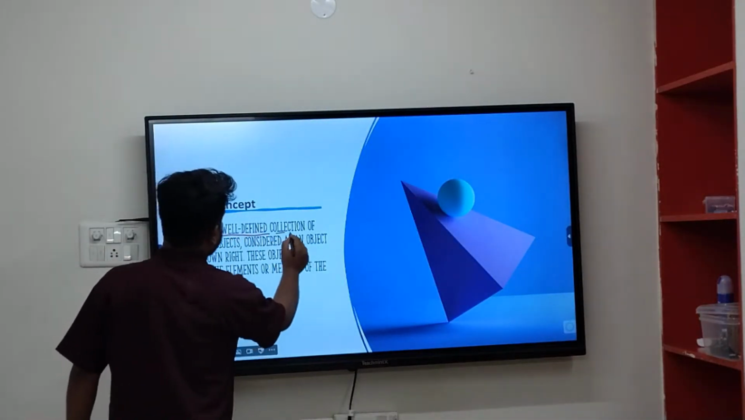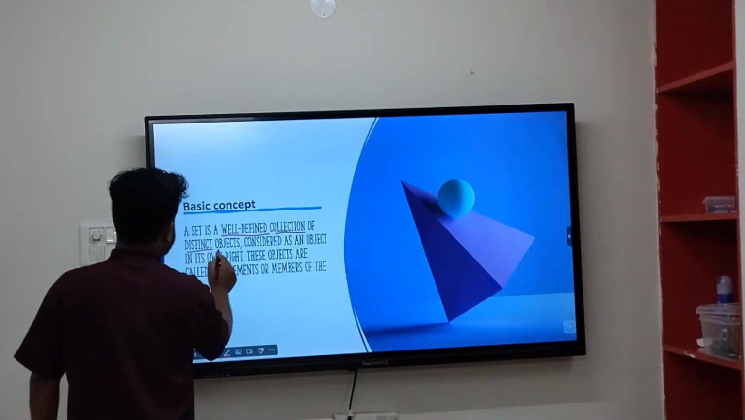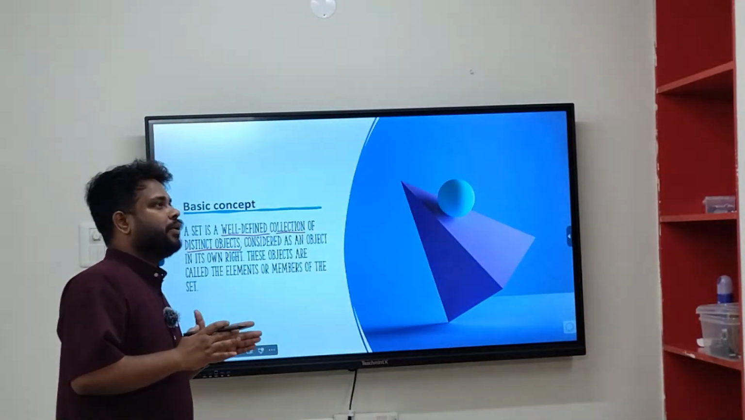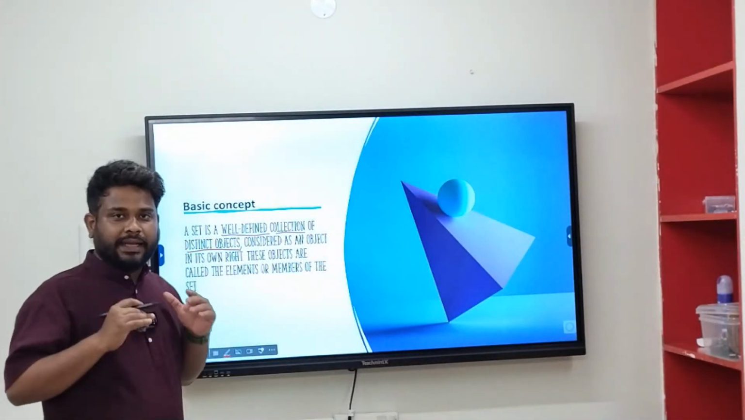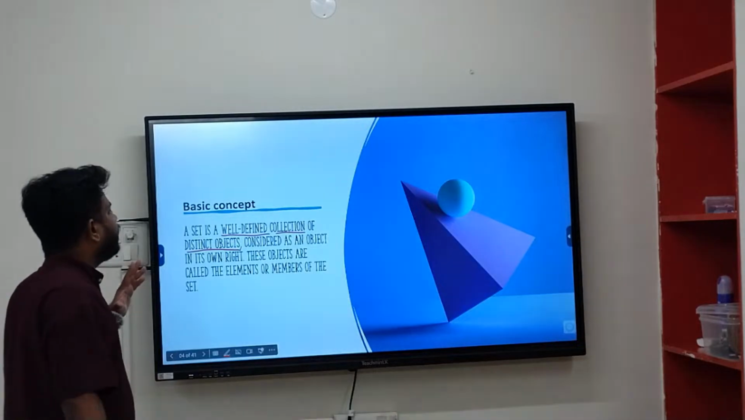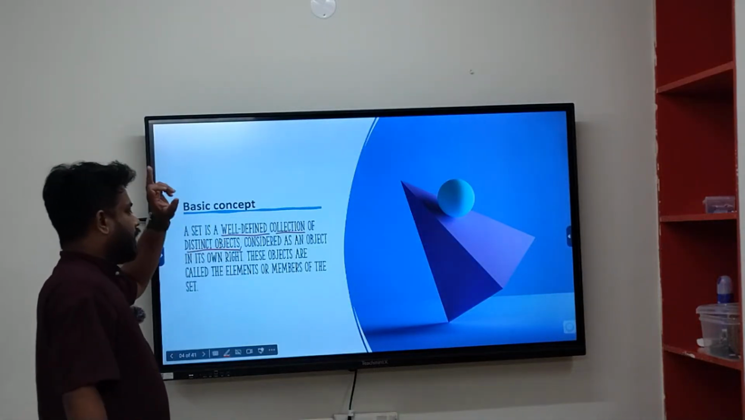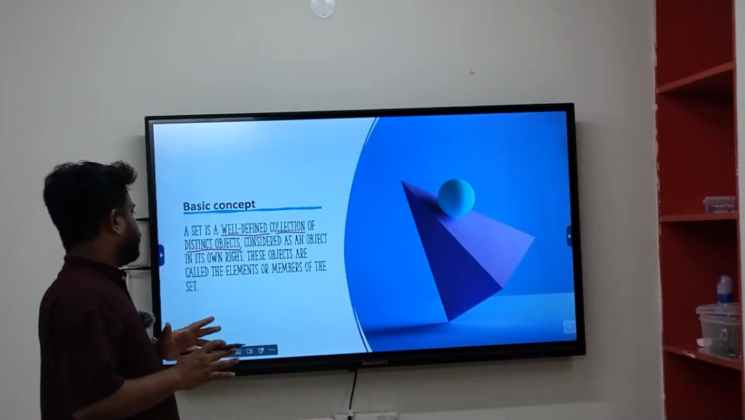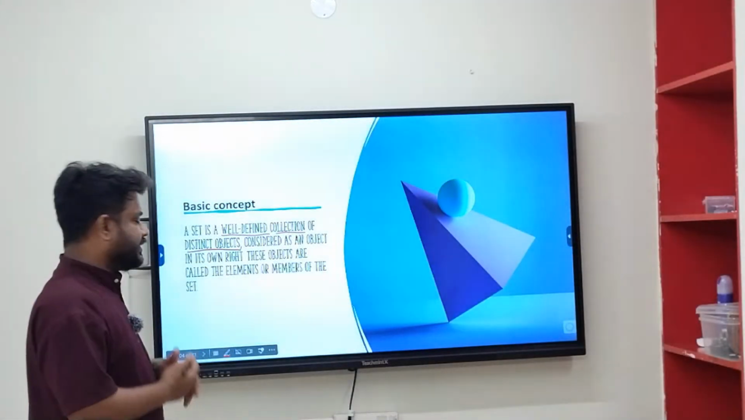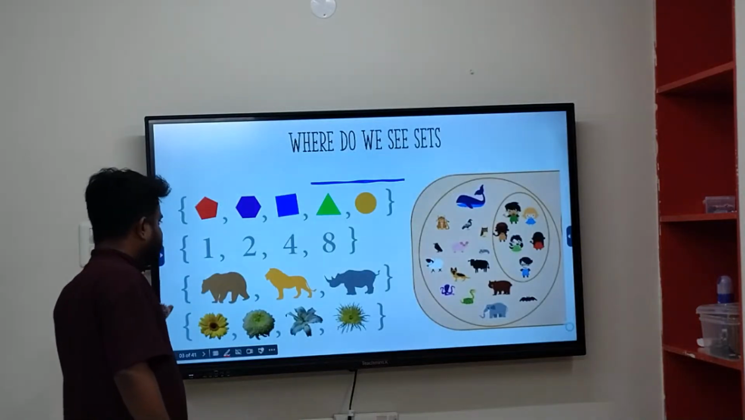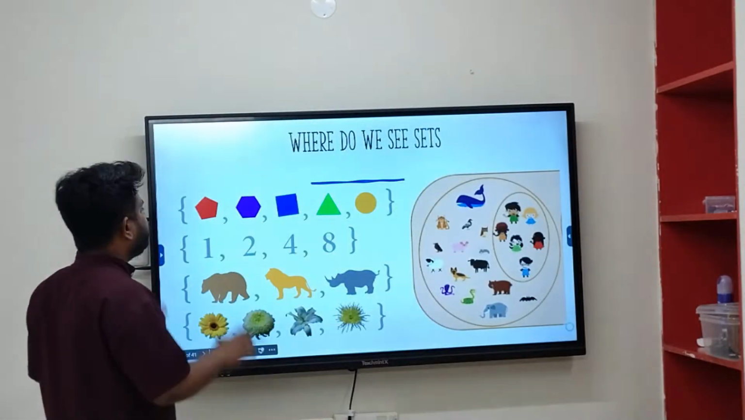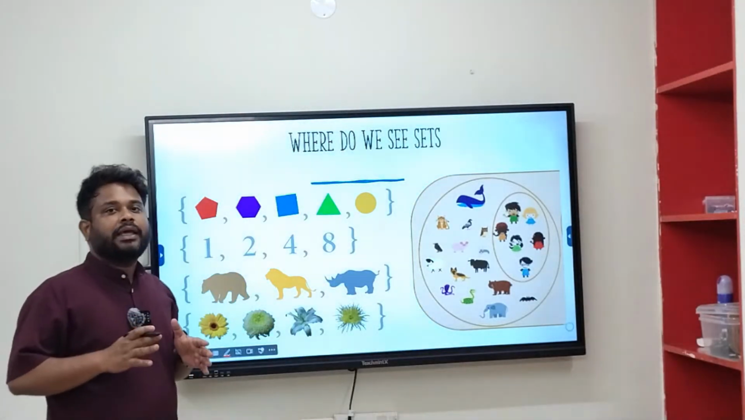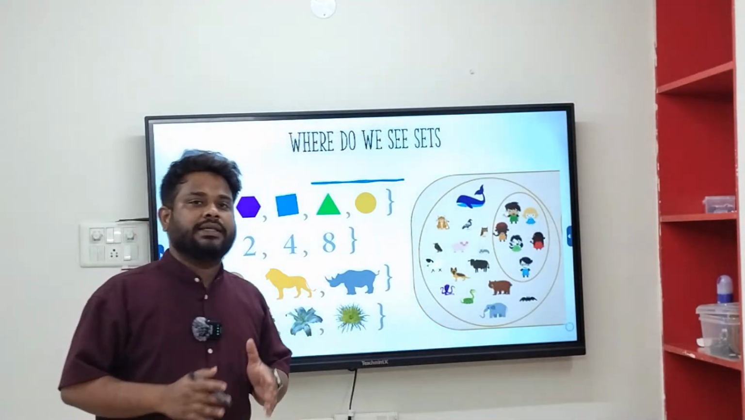defined collection of distinct objects. Okay, so when we will call anything a set, it must be a well defined collection, and obviously of distinct objects. Okay, so let's see here. What I have said is that a set is, firstly, well defined, secondly, distinct, and thirdly, a collection.